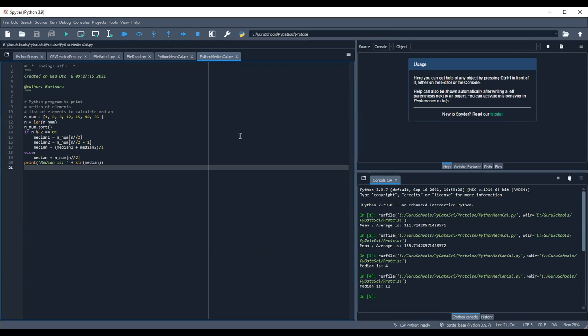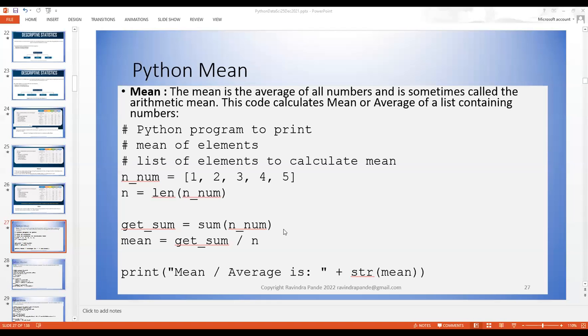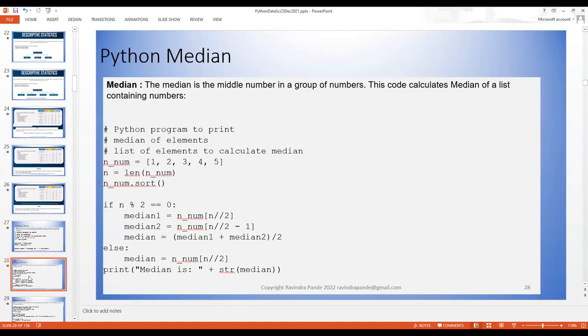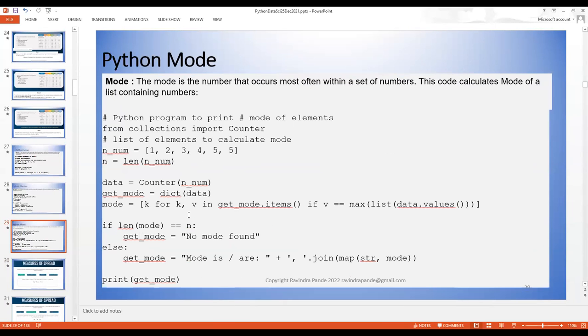Okay, this way you can basically find out mean, median, and mode. There are functions available. I'll share these programs with you. You can play around with it. I'm just trying to solve this with a simple dictionary. You can use much more complicated variables as well. So this was for mean, this was for median, and this was for mode.